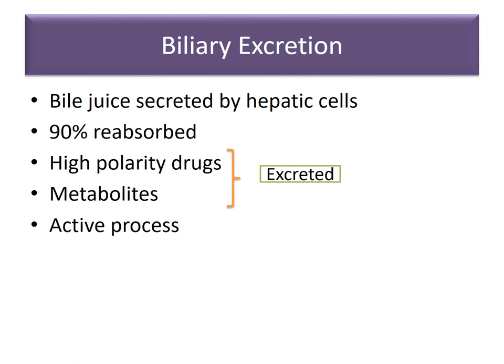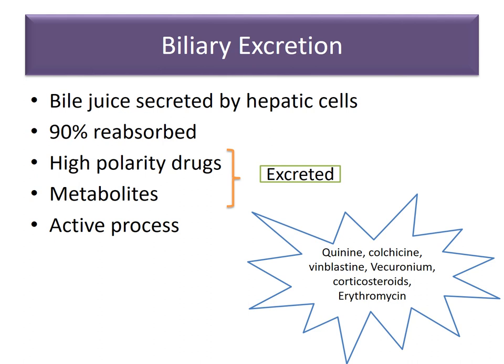Now biliary excretion. Bile juice is secreted by the hepatic cells. 90% of it is reabsorbed, and the high polarity drug metabolites will be excreted. In the metabolism class, I have told that the final products which are highly polar and also of high molecular weight will be excreted through the bile. Again, this is also an active process. Drugs like quinine, colchicine, vinblastine, vecuronium, corticosteroids and erythromycin are all excreted through the liver or bile.